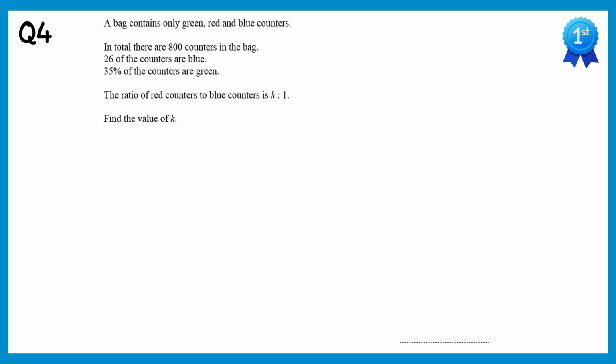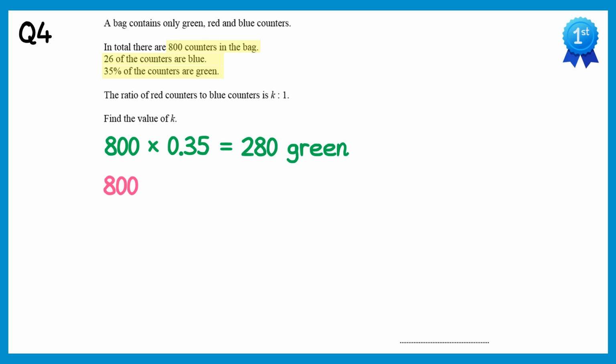In this question, we're told that 35% of the counters are green. So if we do 800 times 0.35, we find out that there are 280 green counters. We're also told there are 26 blue counters and 800 counters in the bag in total. So if we do the 800 total counters, take away the 280 green counters, and take away the 26 blue counters, we find out there are 494 red counters.